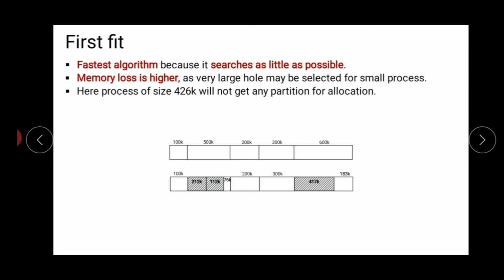Here the process of size 4 to 6 kilobyte will not get any partition for allocation. Yes, true, in the previous example this process has not found any free block, so this process will not get a chance to execute. So this is all about the first fit. Let us see the next fit.